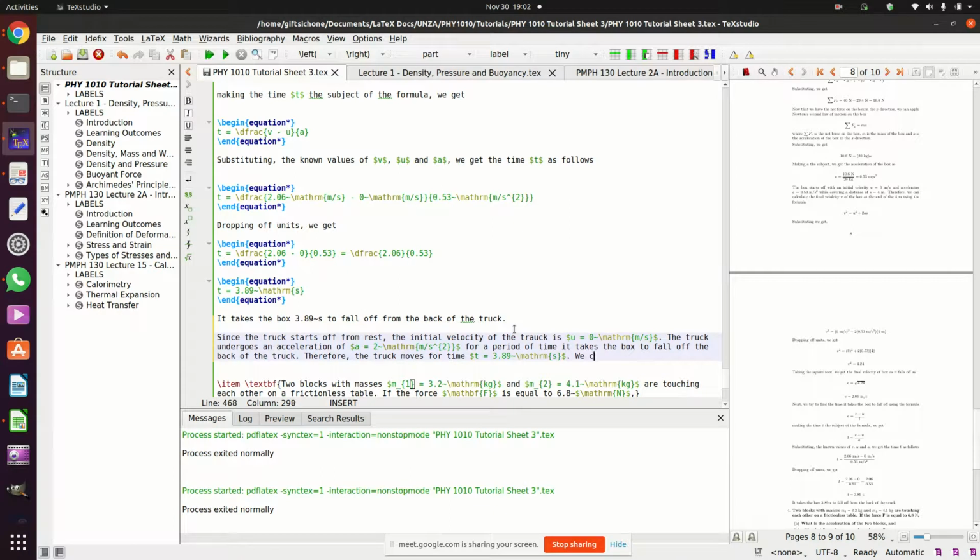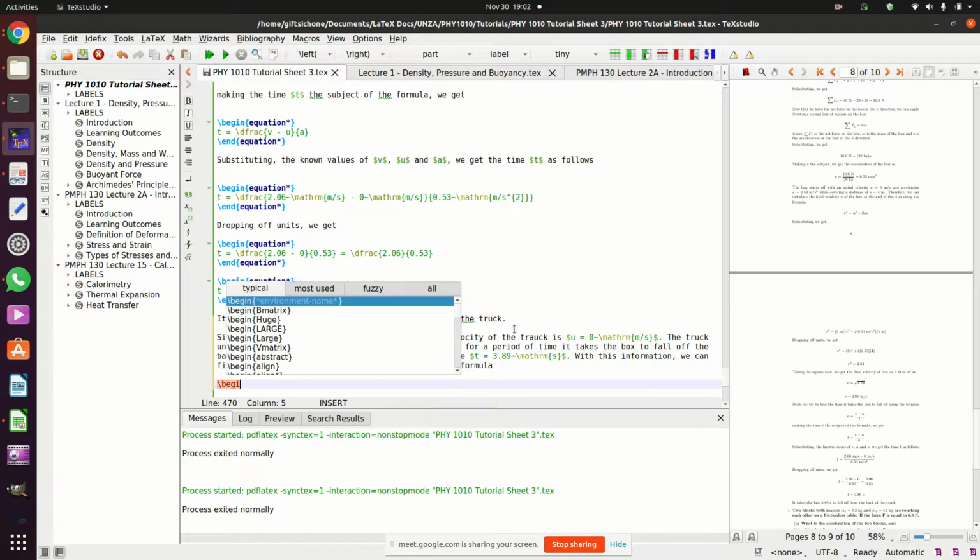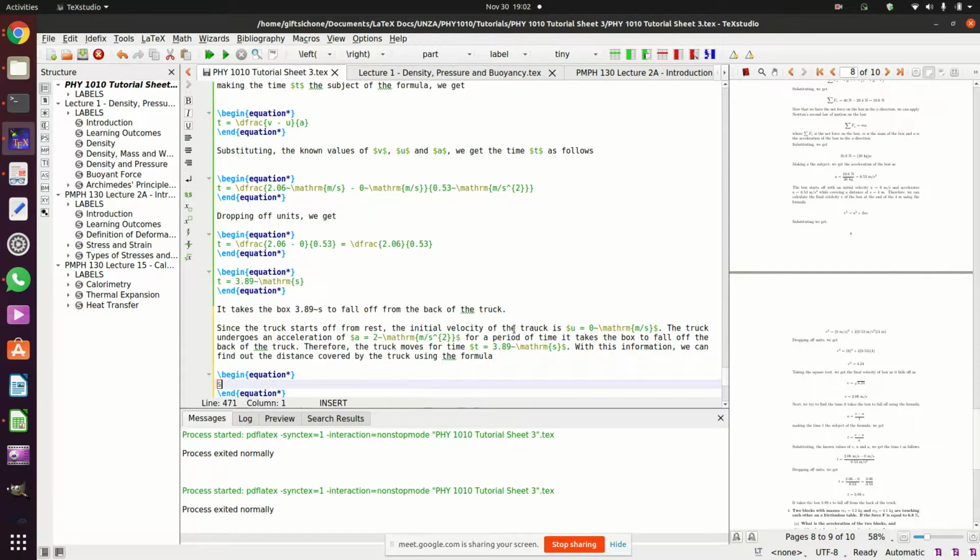We can, with this information, find out the distance covered by the truck using the formula, begin equation, s is equals to ut plus 1/2 at squared. We can use this.